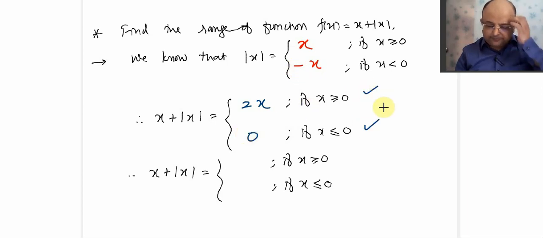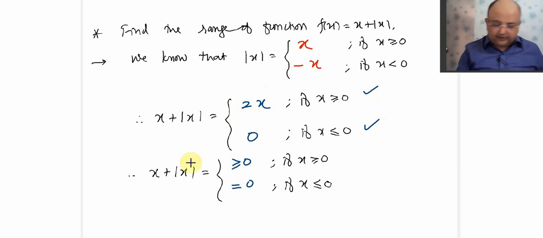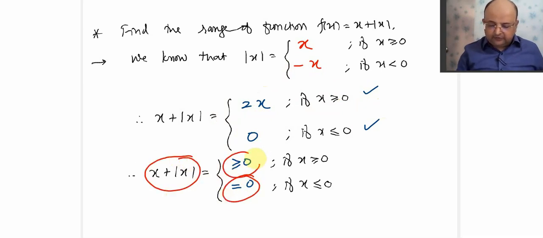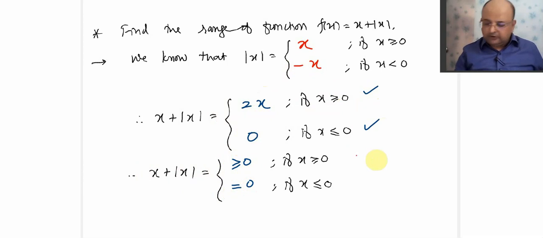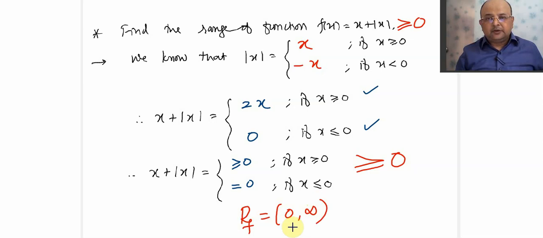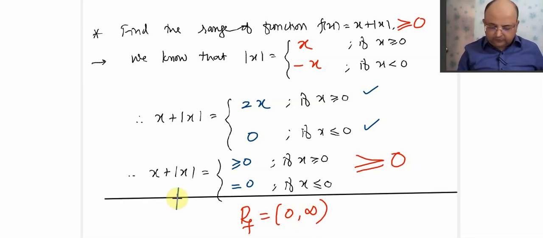These are the cases. If x is greater than or equal to 0, obviously 2x is also greater than or equal to 0. And this is equal to 0. So if you notice carefully, x plus mod x is either 0 or greater than 0. Ultimately it is greater than or equal to 0. So the range of f is the closed-open interval 0 to infinity. Is it okay, dears?